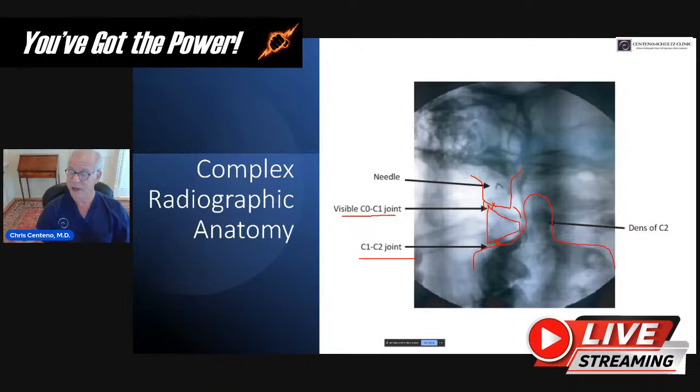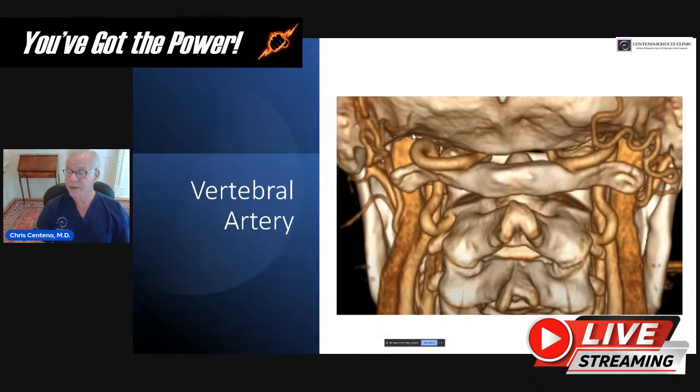Because it's a cup-shaped joint, you have to actually go where you can't see a joint line, way up in here, in order to get the back part of the joint. That's what makes it very technically difficult. Plus, as you can see, this mishmash of shadows really confuses even the most experienced interventional spine physicians. And then we've got the vertebral artery, which supplies blood to the back of the brain. It's obviously an extremely critical structure.